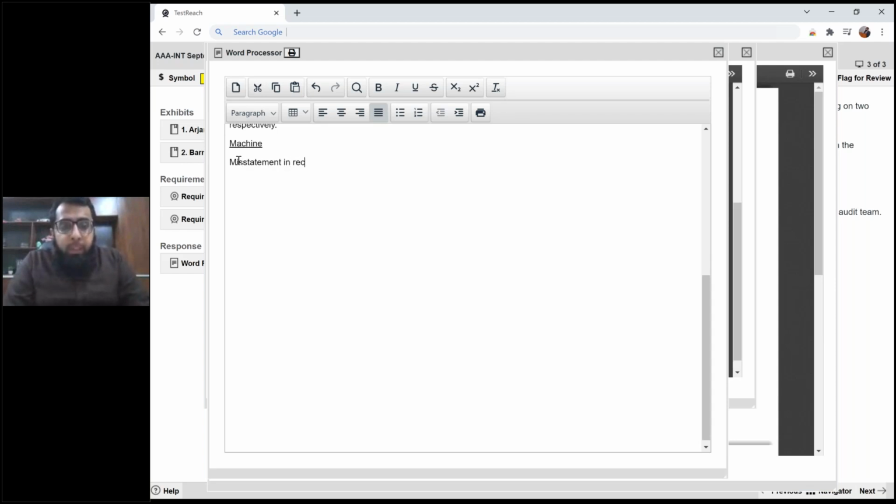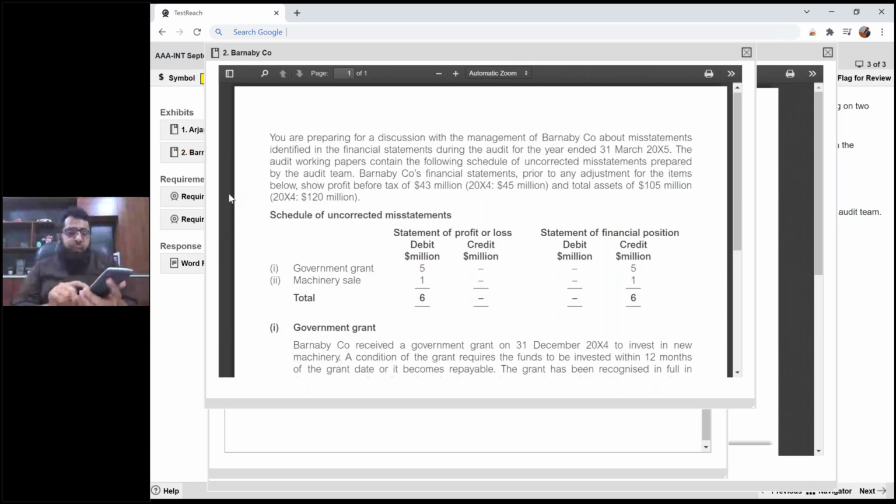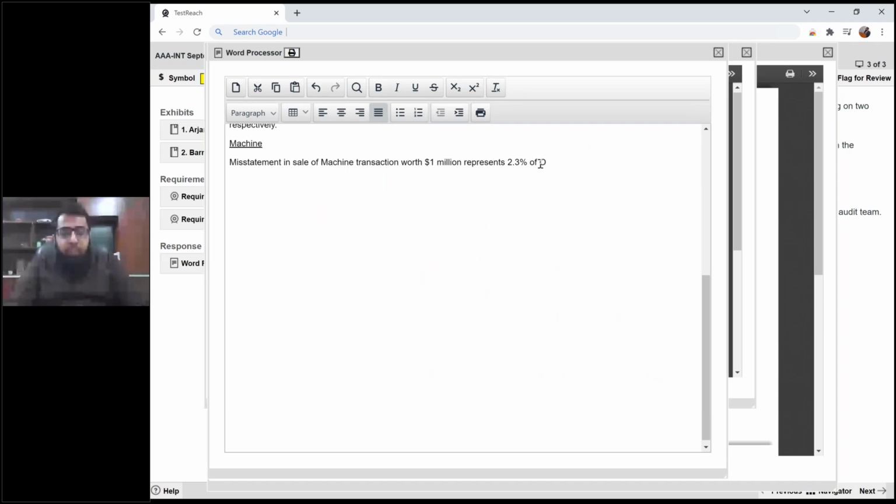Now, misstatement in receivable in sale of machine worth. What is the amount of the misstatement being argued in the sale of machine transaction worth $1 million? How much does it represent? What is the percentage of PBT and assets? PBT is 43 million and assets are 105 million. 1 divided by 43, so it is 2.3% of PBT.